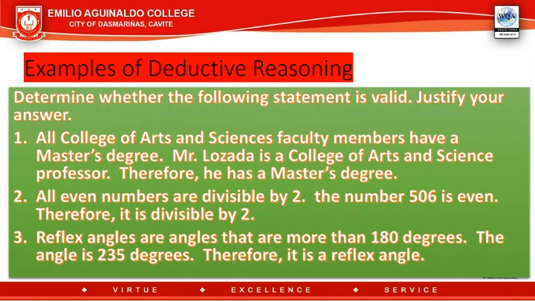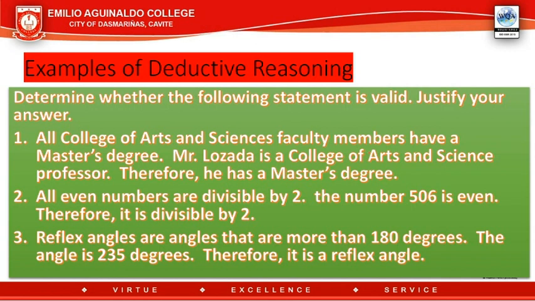Now, we're going to end with these examples. Determine whether the following statement is valid and justify your answer. So, all College of Arts and Sciences faculty members have a master's degree. Okay, that is one of the qualifications if you want to teach in the College of Arts and Sciences. Okay, Mr. Lozada is a College of Arts and Science professor, therefore he has a master's degree. Okay, this one is valid since we have met the first major premise.